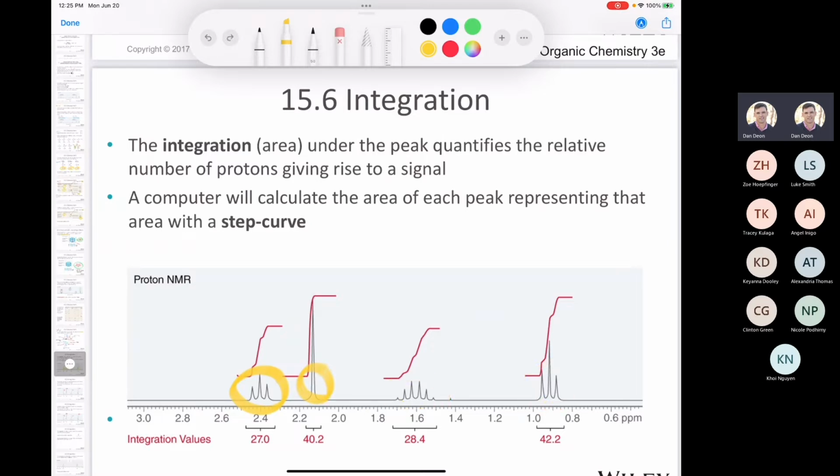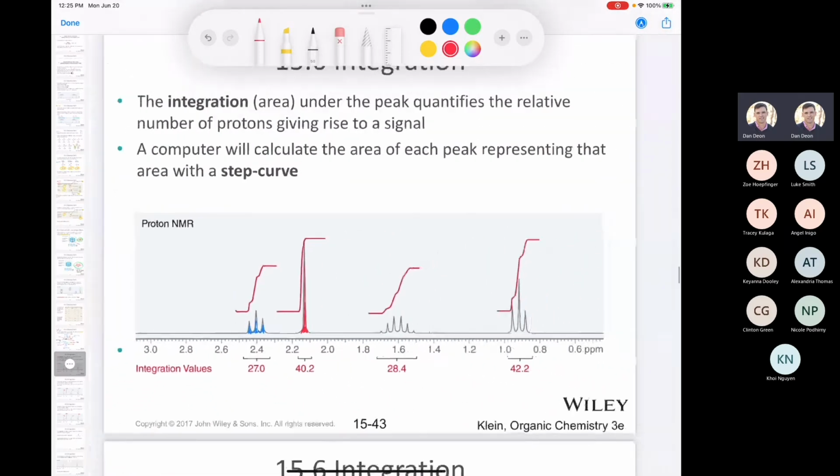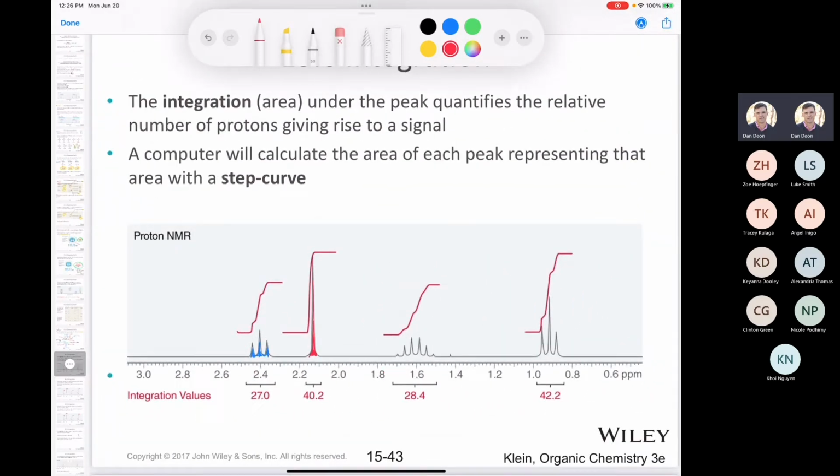And what the computer can actually do, because computers are amazing, the computer can actually calculate the area under this curve. So it actually measures the area under all of these peaks here for this signal. Okay, it'll do it for this one, and then it'll do it for this one. All of what I'm shading in here, it's going to calculate all the area under here, and everything that's in blue, and then it's going to do it for the other 2 signals. I'm not going to shade them in, but then after it measures that area, it gives you a number that is a relative area of all of those different areas. So you see that the relative area here is 27.0, here it's 40.2, here it's 28.4, and here it's 42.2.